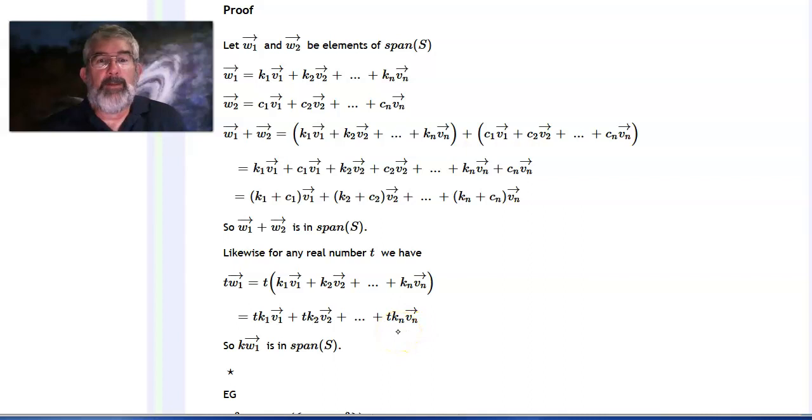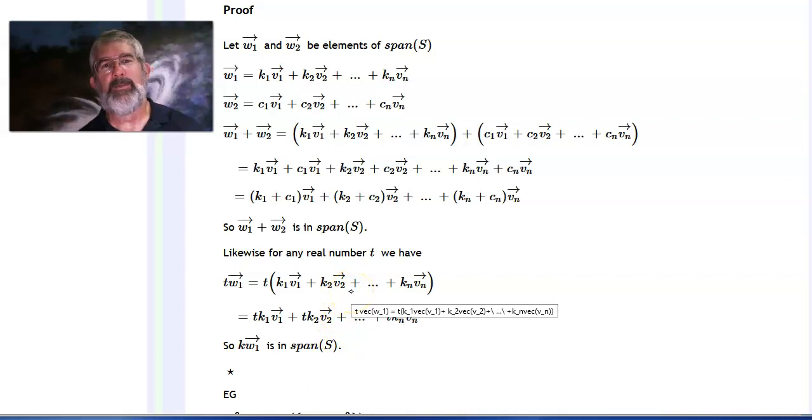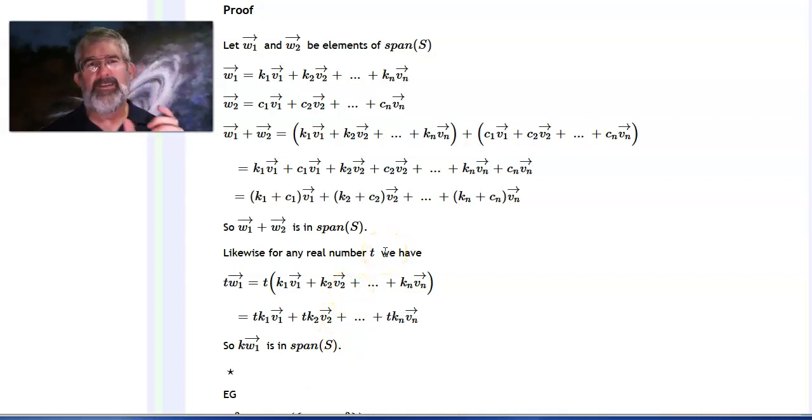I've got a linear combination of v1 up to vn, which means I have something that's in the span of v1 up to vn, because it's a linear combination of those things, and the span is all of the linear combinations, including this one. And so tW1 must be in the span of S, and the span of S is closed under scalar multiplication, and therefore the span of S is a subspace. Not S is a subspace, the span of S is a subspace, right? S is the small set of vectors. It's only got finitely many things in it.